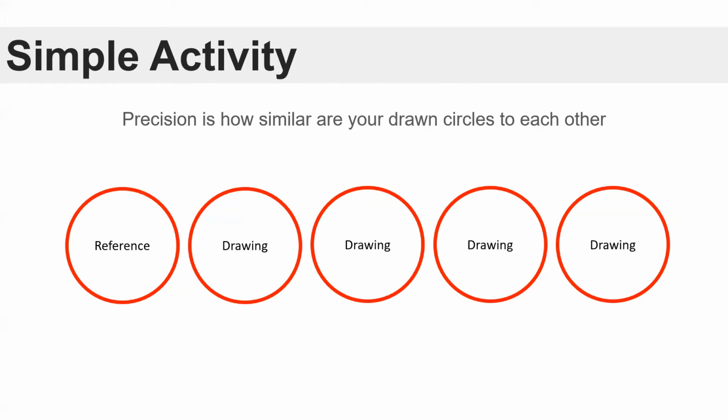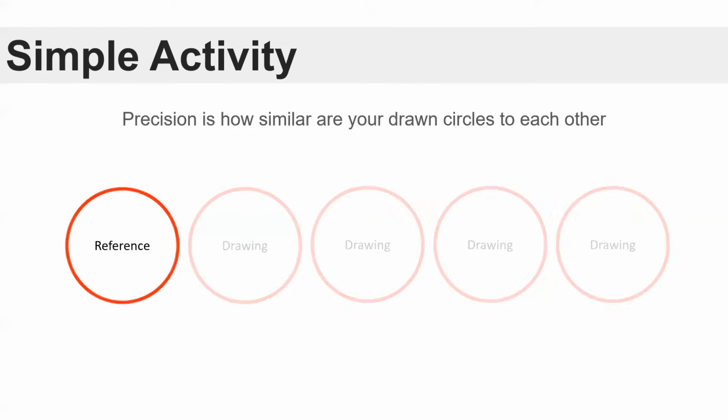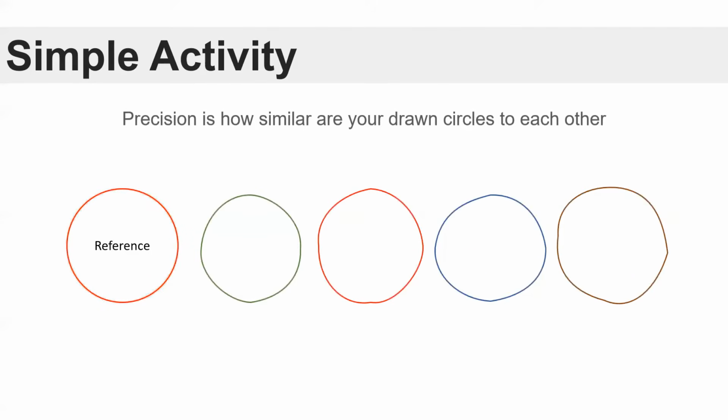That's why we define precision here as the measure of how similar your drawn circles are to each other. Whether the circles look the same, or whether the size of your drawn circles is the same. If not, for example in this illustration, we can say that there is a problem in the quality of your work, or in your ability to replicate the circle.